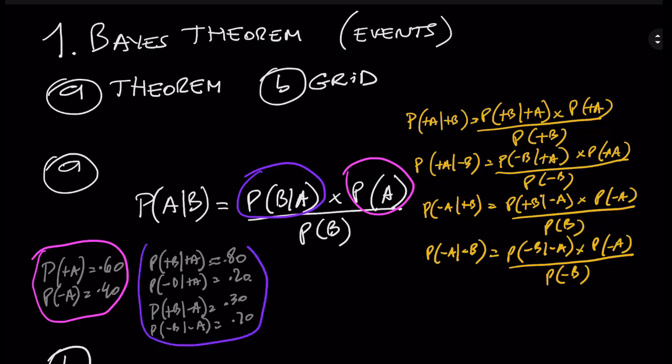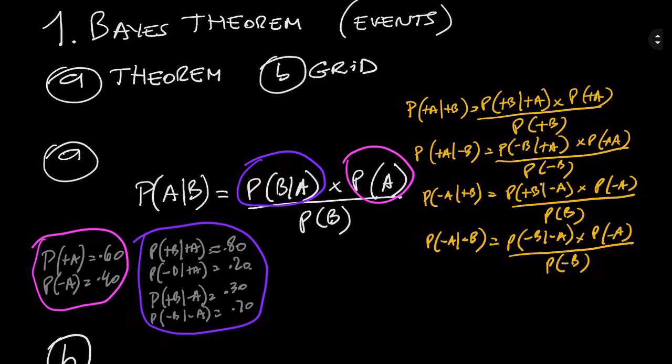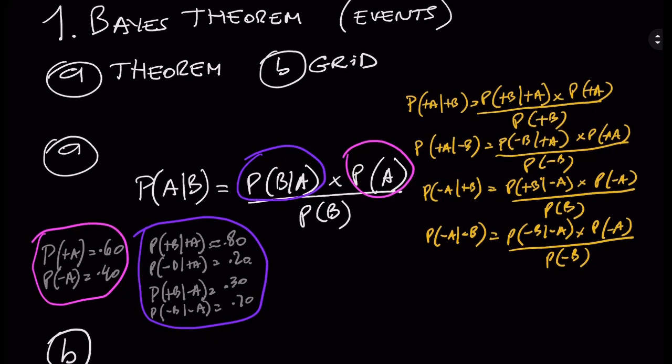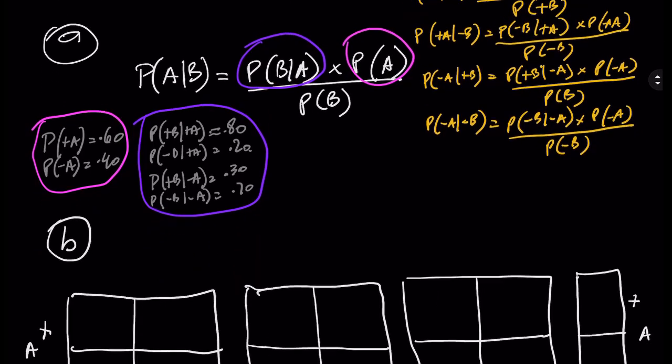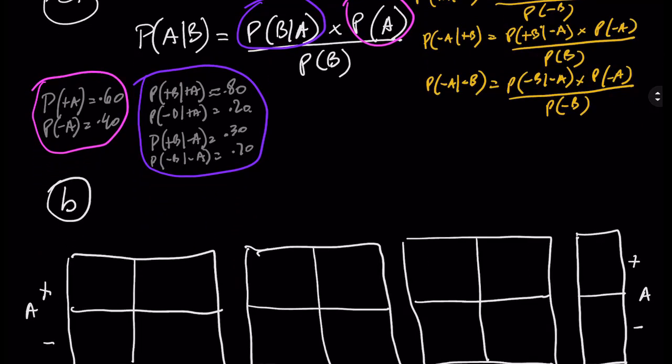Now the probability of B given A, we've got 4 options. Probability of B being true given that A was true is 0.8. Probability of B being false given that A is true is 0.2, and this should add to 1. Then the probability of B being true given that A was false is 0.3, and the probability of B being false given that A is false is 0.7, and this should add to 1 as well.